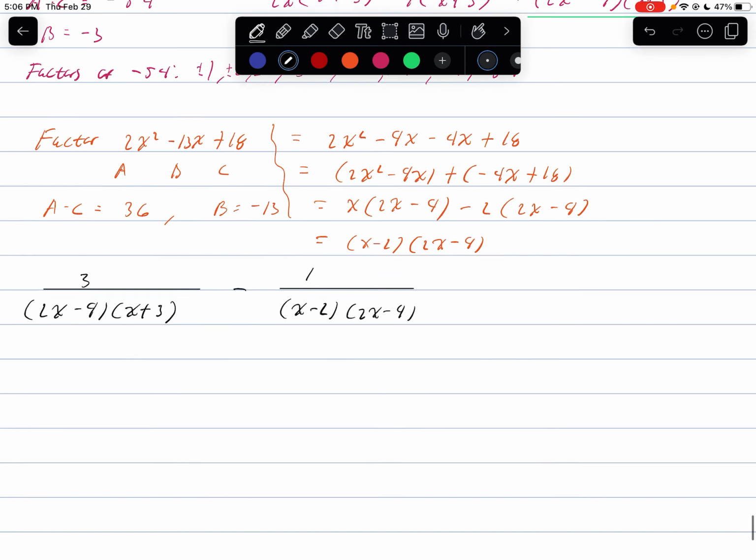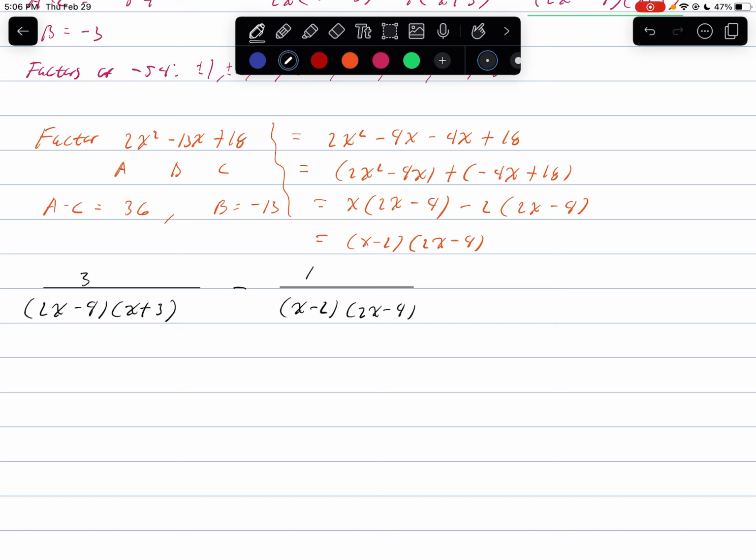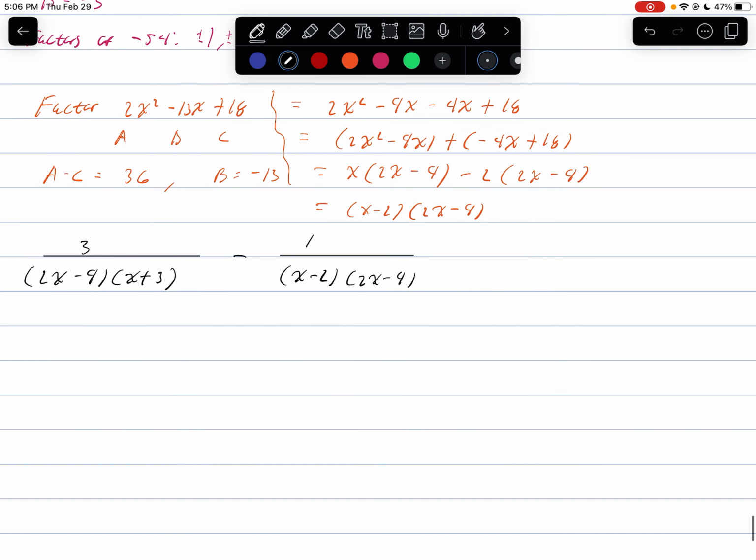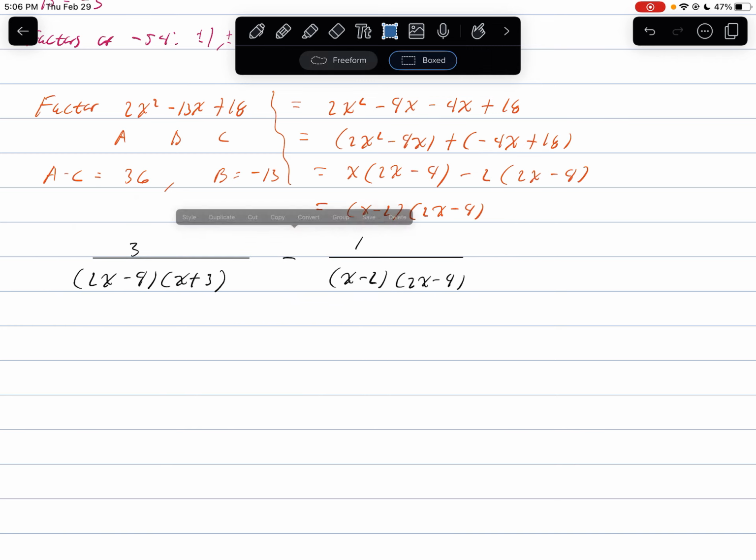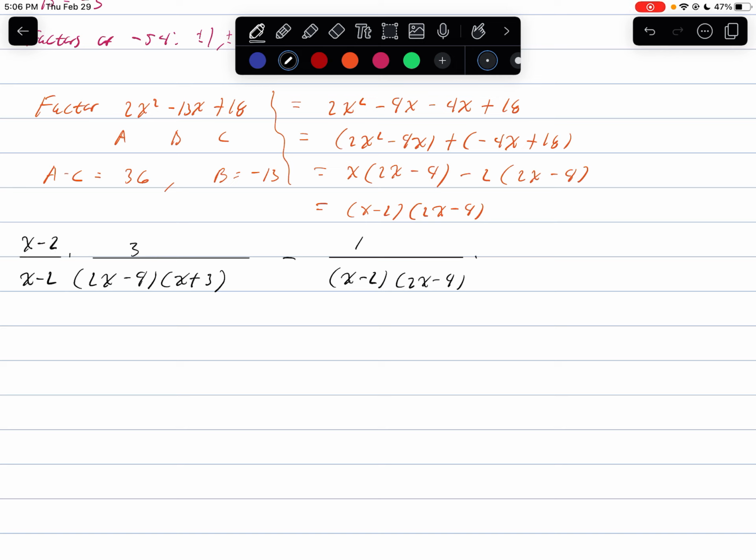Okay, cool. So now what we have to do is find a least common denominator here. What we'll notice is that these actually each have 2x minus 9 in common. So we don't actually have to include that in our cross multiplication here. We only have to include the parts that they don't have in common. So you notice that this one has an x plus 3 and this one has an x minus 2. So let's start by cross multiplying here. We can just do x minus 2 over x minus 2. And then here we can do x plus 3 over x plus 3.